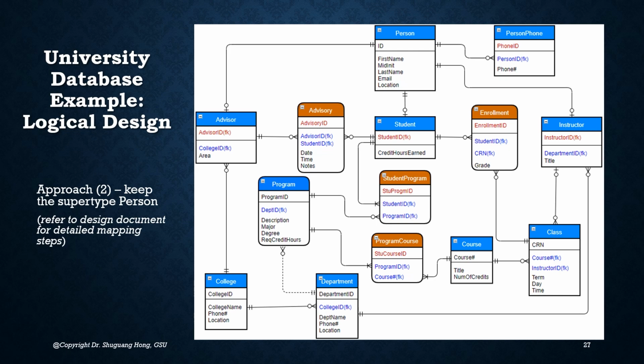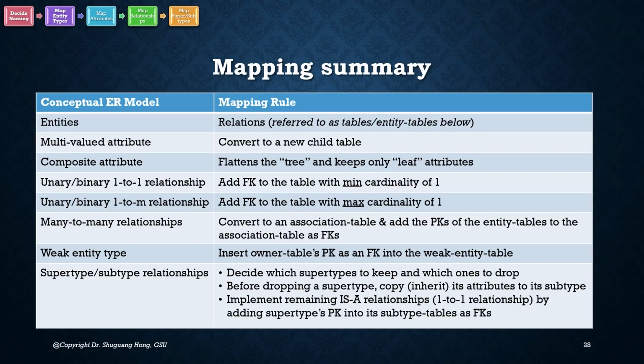In this approach, the supertype person is retained and the supertype/subtype relationships are implemented by inserting the primary key of person into advisor, student, and instructor as foreign keys. Note that the foreign keys are renamed in the subtypes for readability. Mapping summary. The table summarizes the mapping rules discussed in transforming a conceptual ER model into a logical relational data model for easy reference.